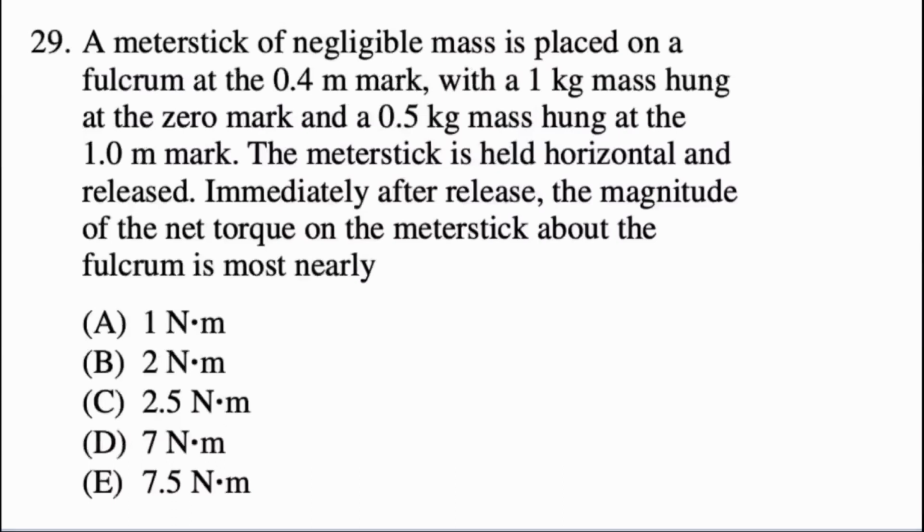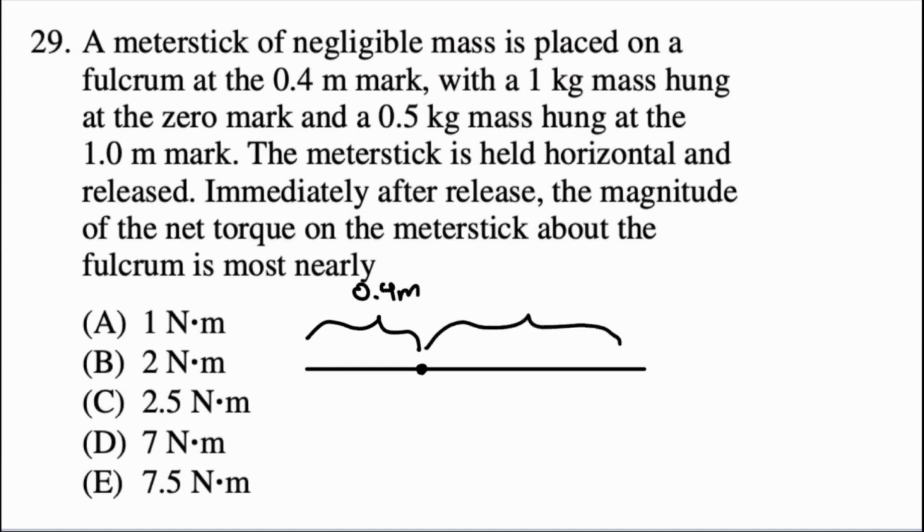29. A meter stick of negligible mass is placed on a fulcrum at the 0.4 mark with a 1 kilogram mass hung at the 0 mark and a 0.5 kilogram mass hung at the 1.0 meter mark. I just want to draw this out really quickly. This is going to be our meter stick. I will say that this right here is our 0.4 mark. That's where our fulcrum is going to be. So this is going to be 0.4 meters. And then the rest is going to be 0.6, since it adds up to 1 meter.